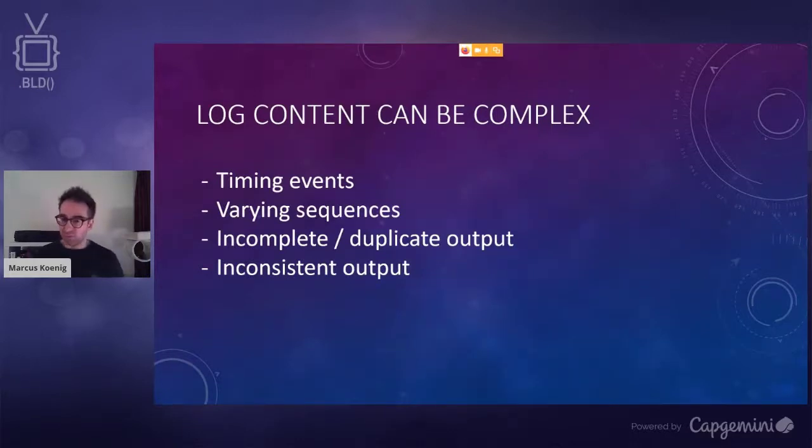But even if you find all the logs, that doesn't mean that you're already golden, because the log content itself can be extremely complex. You can have timing events that maybe happen in a specific order or in an order that changes. You can have varying sequences, something like a thing that prints out 1, 2, 3, 4, but the next time it only prints out 1, 2, 5. And something in the middle didn't really work, or you have incomplete or duplicate output, maybe duplicate lines with just different timestamps, inconsistent output, lots of problems with the data in the logs itself.